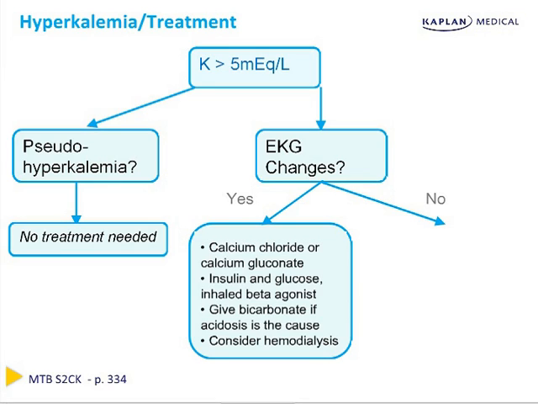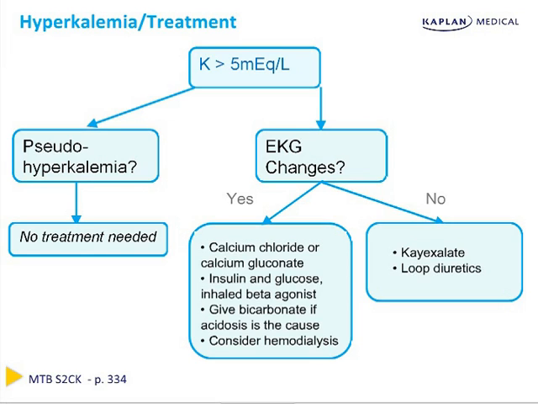So if you don't see EKG changes, then the treatment is going to be a little bit less severe. Your treatments in this case are going to be aimed at getting rid of total body potassium. There are a couple ways to do this. One is to give a medication called Kayexalate, which facilitates the excretion of potassium through the GI tract. Or you can give loop diuretics such as furosemide to promote the loss of potassium through the urinary tract.